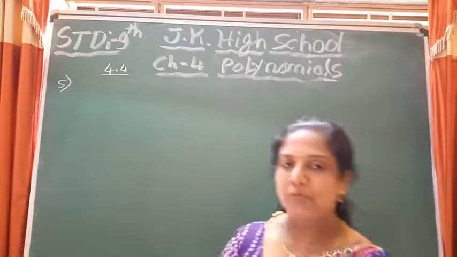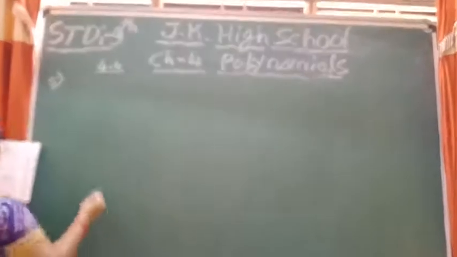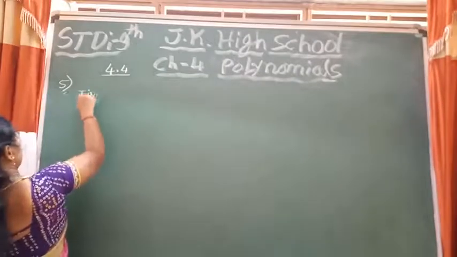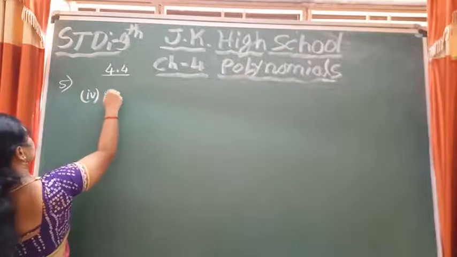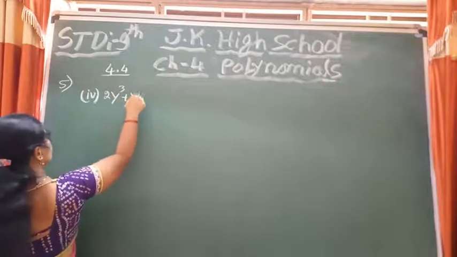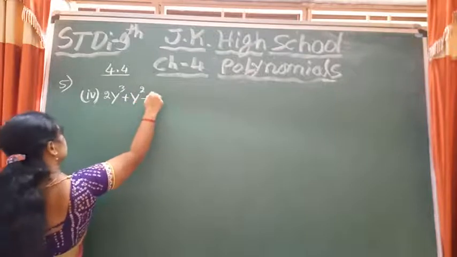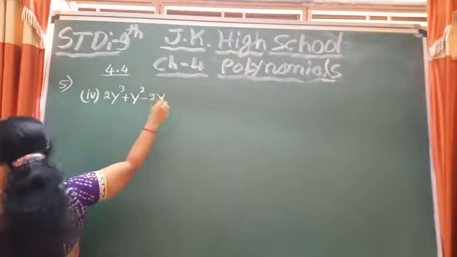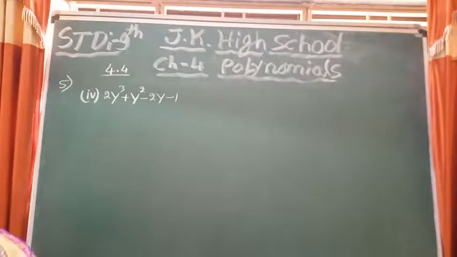Children, I am going to continue. This is the fourth question in this factorization. The fourth question is in this manner: 2y cube plus y square minus 2y minus 1. You know now the method is the same.